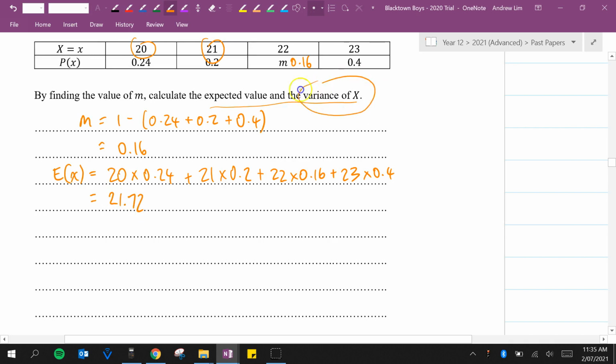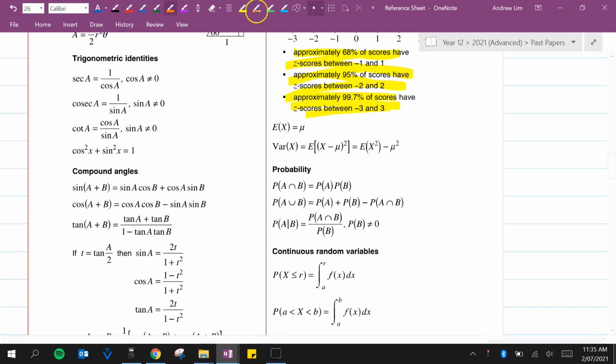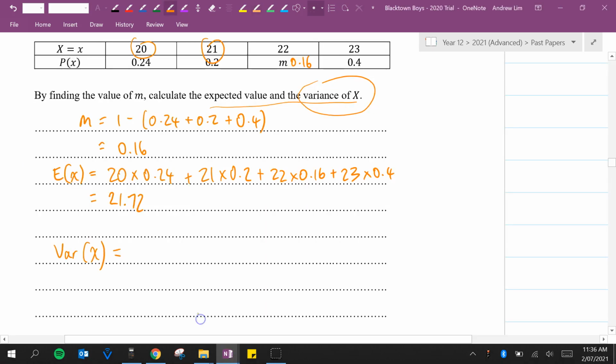And we also need to calculate the variance of x. Now if we look at our formula sheet, the variance of x is here, and it equals the expected value of x squared minus the mean squared. So maybe I'll just write that formula down. The expected value of x squared minus the mean squared.